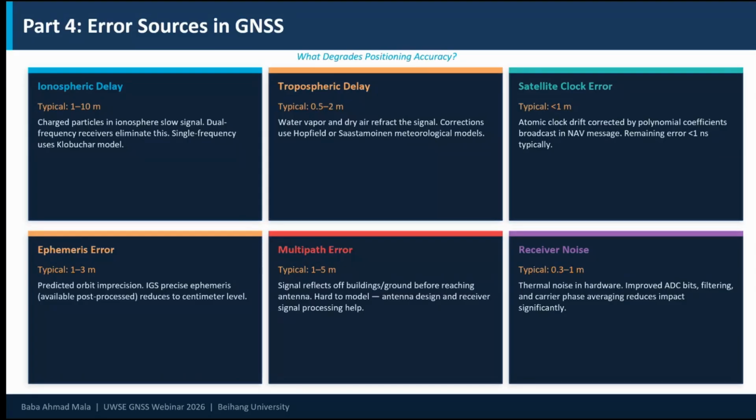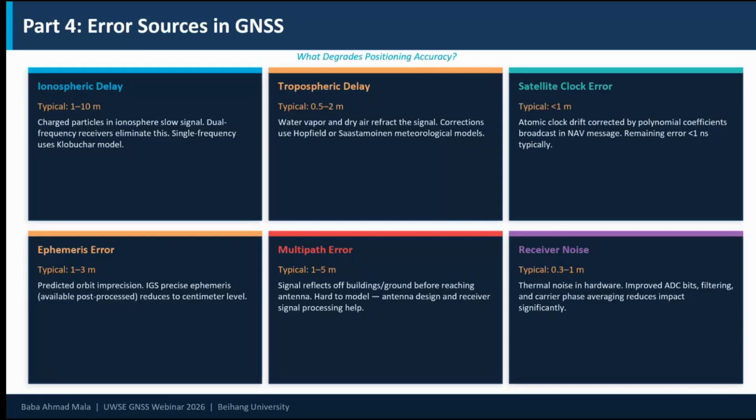And then next is the multipath error. The multipath error is also high, between the range of 1 to 5 meters, from signals in urban canyons, in tall buildings or within the city. These are some of the errors that come from buildings or from the ground reaching the antenna.